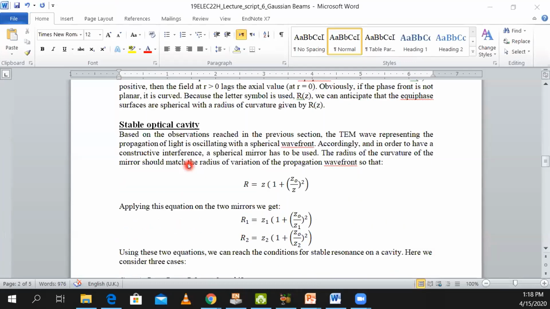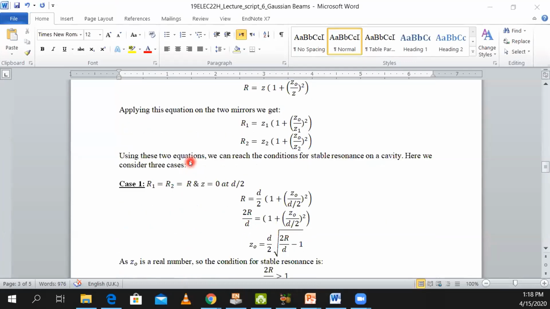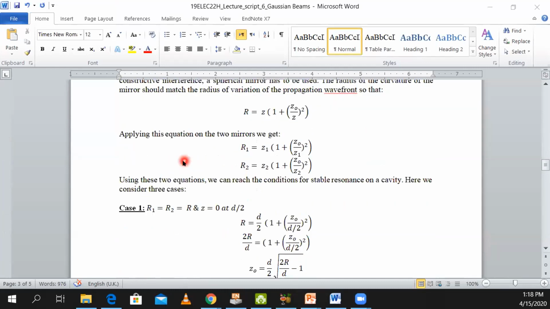So let's start with the cases, and let's start with case number 1. In order to make these equations simpler, let's assume that R1 equals R equals R2. And how we will make it is that we assume that our origin is at a distance equal to d over 2. So I will now use my whiteboard again, please, my dear students. I'm sorry for all this shuffling, but I need to show you each and every step. Let's now clear our whiteboard.